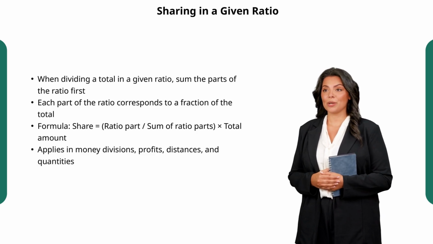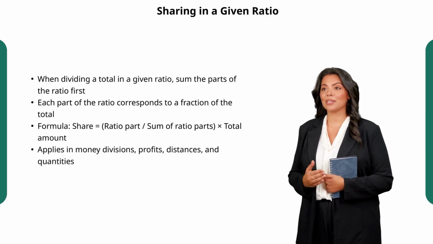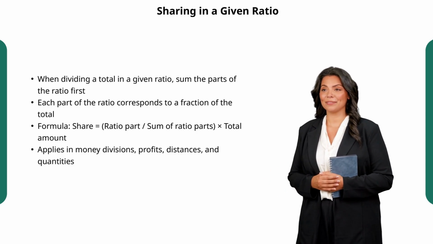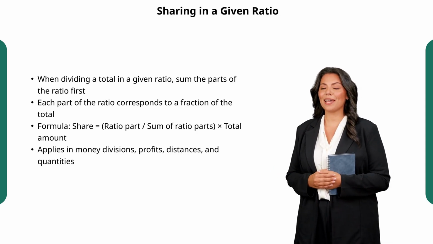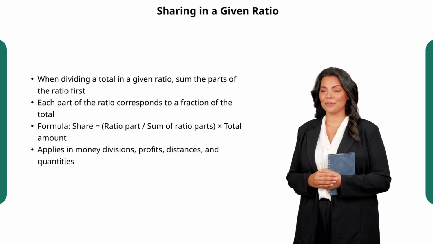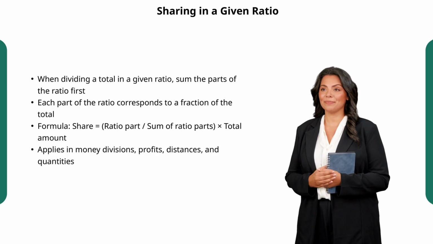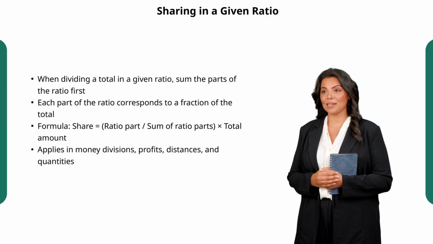So, if the total profit is 5,000 rupees, for example, the person with 2 parts gets 2 out of 5 parts. That is, 2 divided by 5 of 5,000 rupees. Similarly, the person with 3 parts receives 3 divided by 5 of the total. This idea applies broadly: sharing money, resource allocation, or even distance traveled when split in ratios. Always remember, sum the ratio parts to understand how many equal shares the total is divided into. Then, multiply by each part.